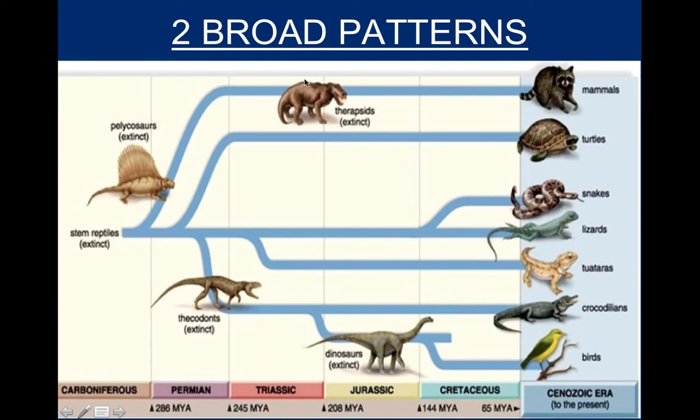And then we get into the therapsids, which are pretty consistently considered the ancestors of modern mammals. And if you look here, we get this divide that happened back in the Permian, where maybe you start to see the first mammals, which were just little small rodent-type animals. And after hundreds of millions of years, we eventually get to the modern reptiles and mammals.